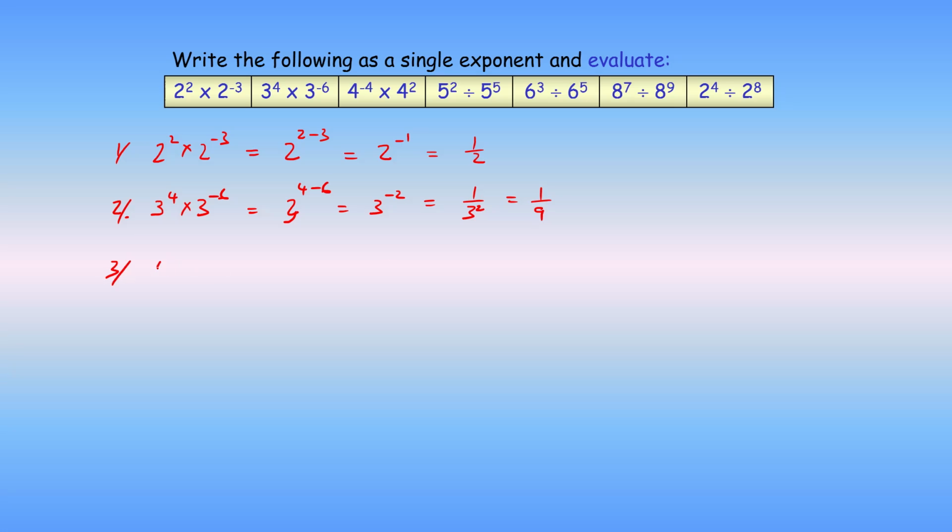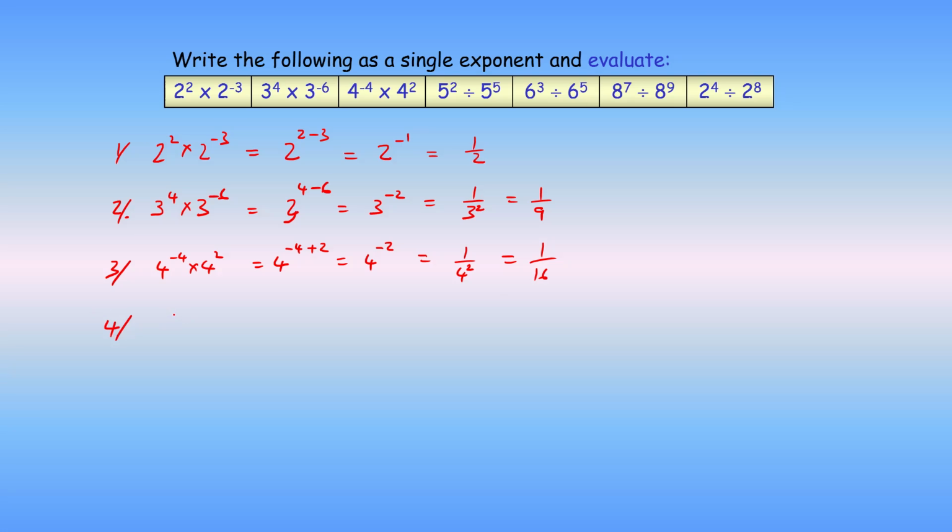Number 3, 4 to the power of minus 4 times 4 to the power of 2. So that's going to be equal to 4 to the power of minus 4, but it's a plus 2 there. So there's going to be 4 to the power of minus 2, which is 1 over 4 squared. We worked that out before. 4 times 4 is 16.